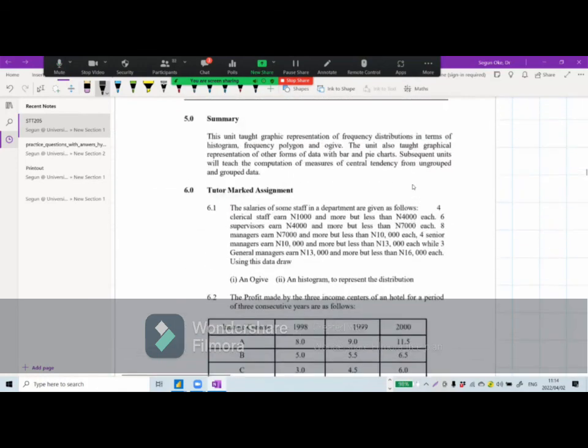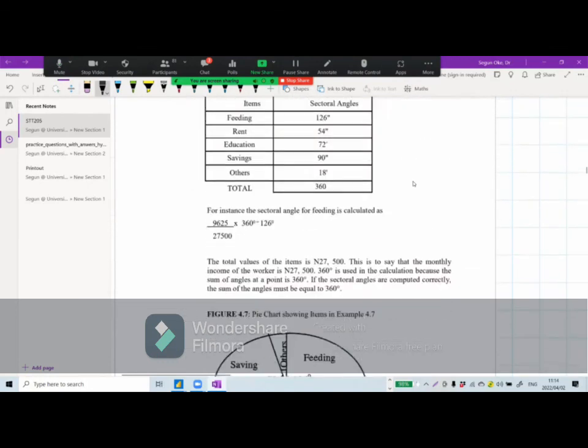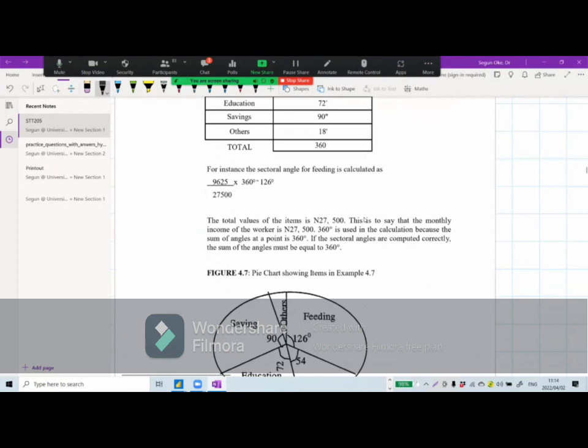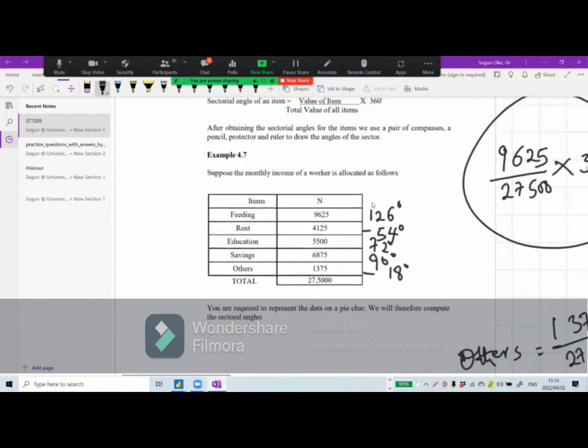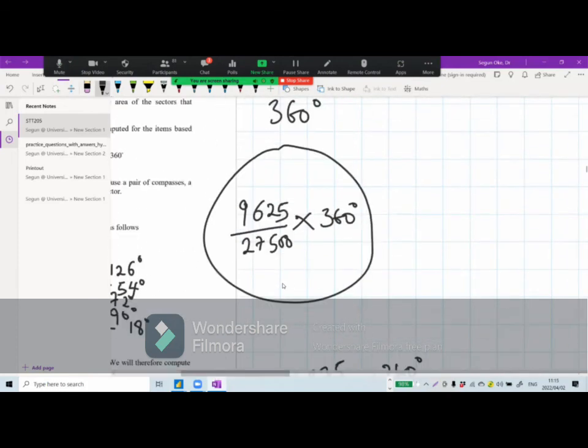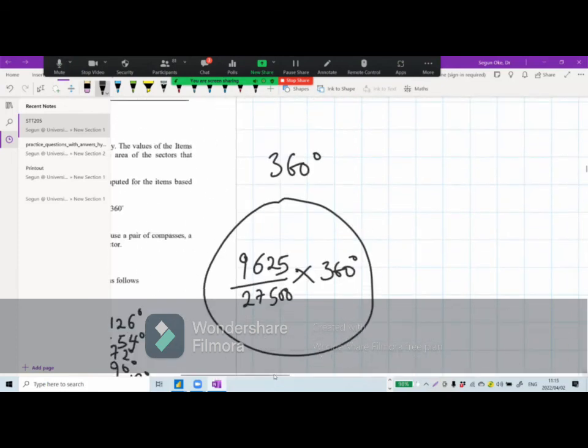I believe it is clear. Or do you want us to do it together? Okay, I know this is not a new topic. All you need to do is just to place it at the right place. Some people believe you should locate the middle point first. The feeding is 126.